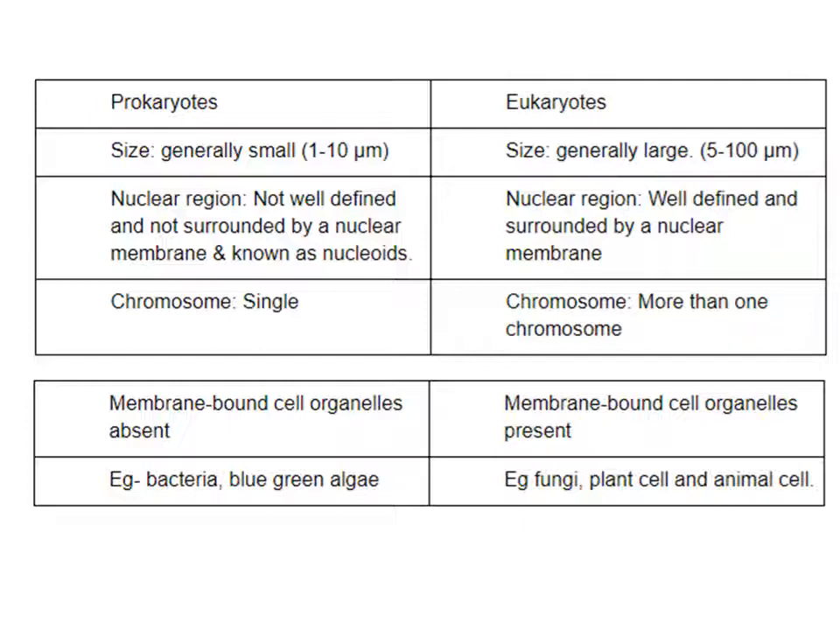Then in prokaryotes, membrane-bound cell organelles are absent, which are very much present in eukaryotes. A few examples of organisms which have prokaryotic cells, called prokaryotes, are bacteria and blue-green algae. On the other hand, a few examples of eukaryotic organisms are fungi, plants, and animals, and eukaryotic cells are the fungal cells, the plant cells, and the animal cells.